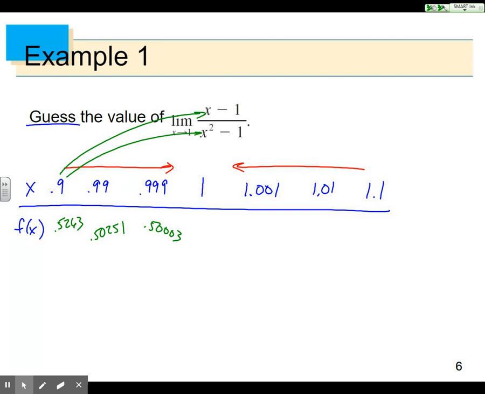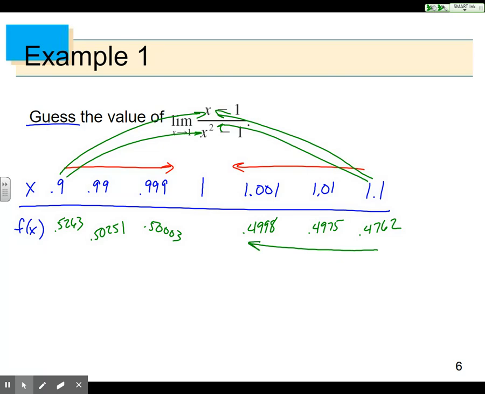Me working the other side of this is a great way to check my work, because whenever I plug in 1.1 in for these x's, I got 0.4762. Okay, when I plugged in 1.01 in for the x's, I got 0.4975, and then 0.4998. And so as you can see, these f of x values are getting closer and closer to 0.5.